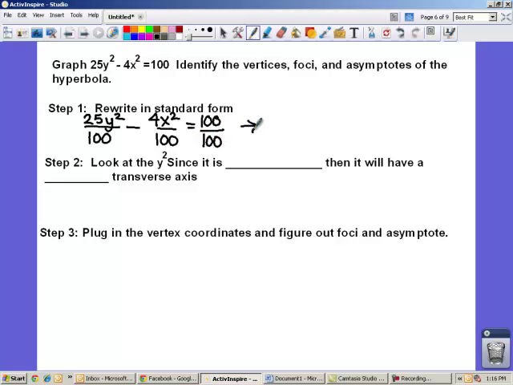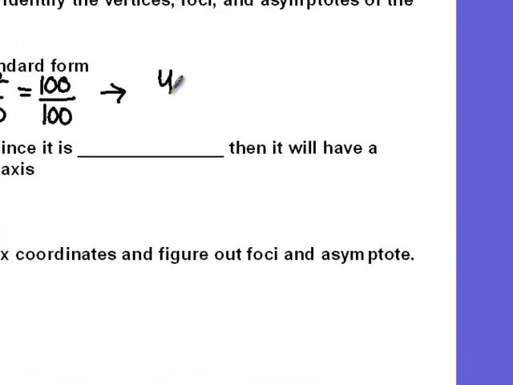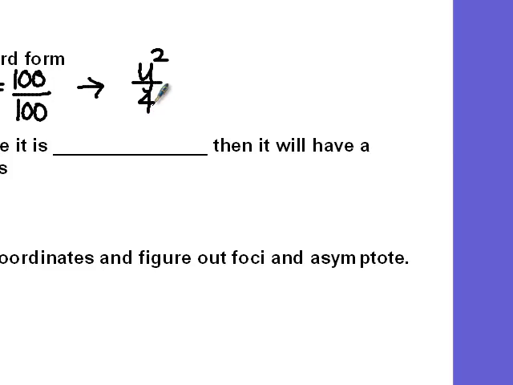And then we simplify this. We have 25 over 100. It's going to give us 1/4. So y squared over 4. And then 4 over 100 is 1 over 25. So x squared over 25. And then equals 1. Now it's in standard form.